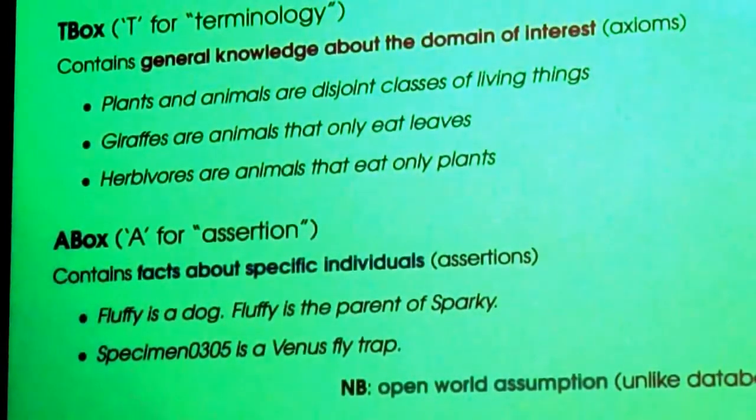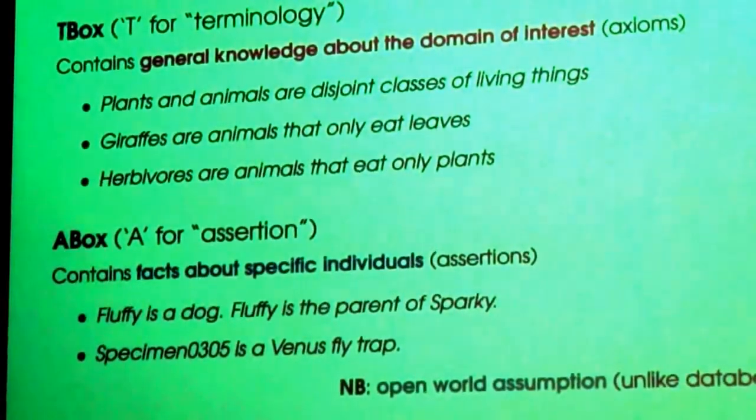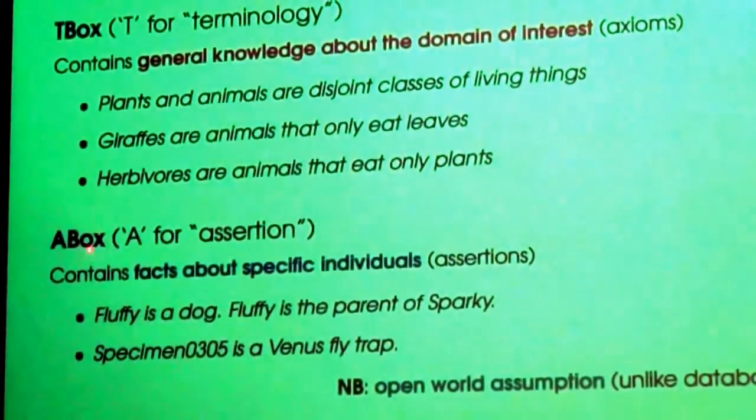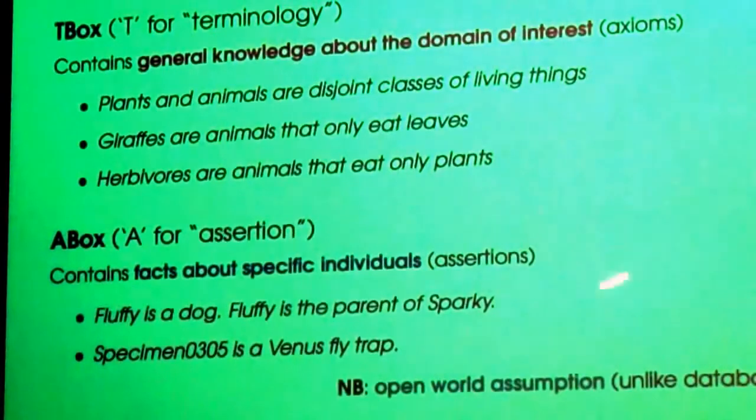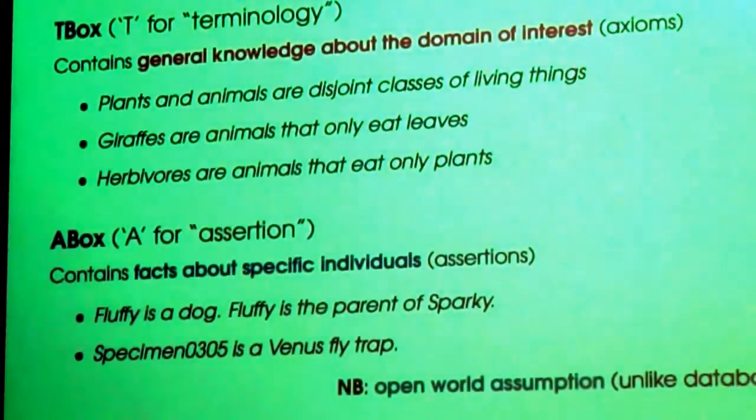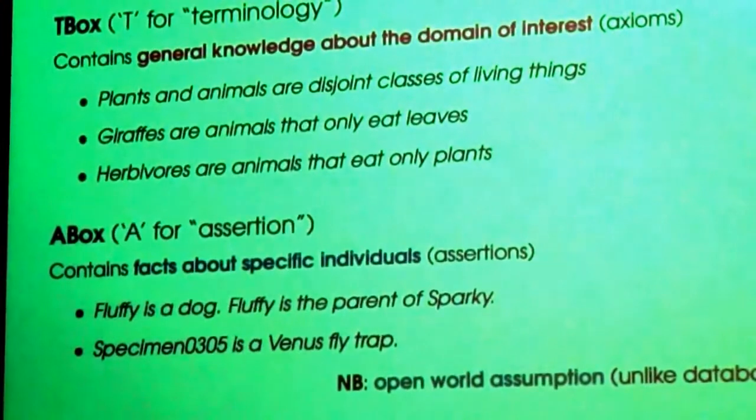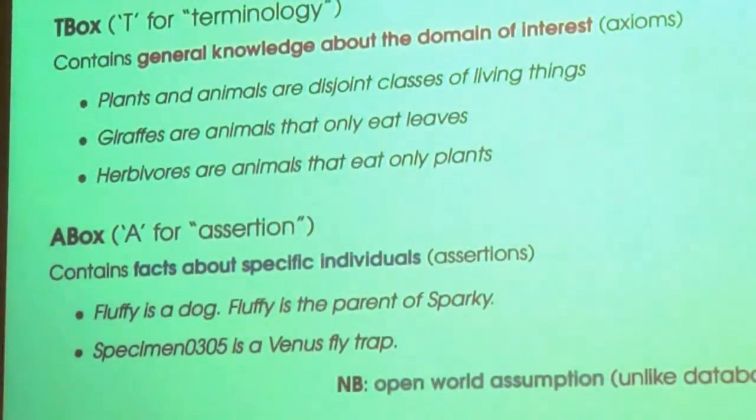But in many applications, we also want to have some sort of data, some specific facts about specific entities. And that we store in the A box. So, for instance, we might say that Fluffy is a dog, Fluffy is the parent of Sparky, and this particular specimen is a Venus flytrap. Something important to note is, although the A box seems a bit like a database, because we have a bunch of facts, it is interpreted in a different way. In a database, if a fact is there, it's true.